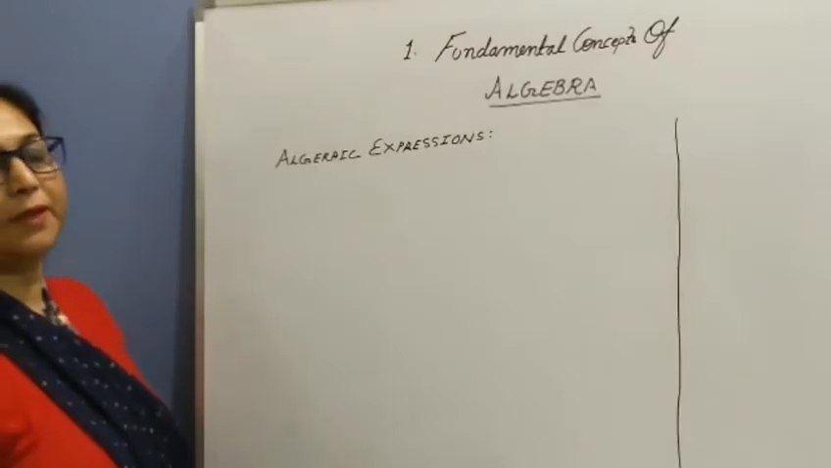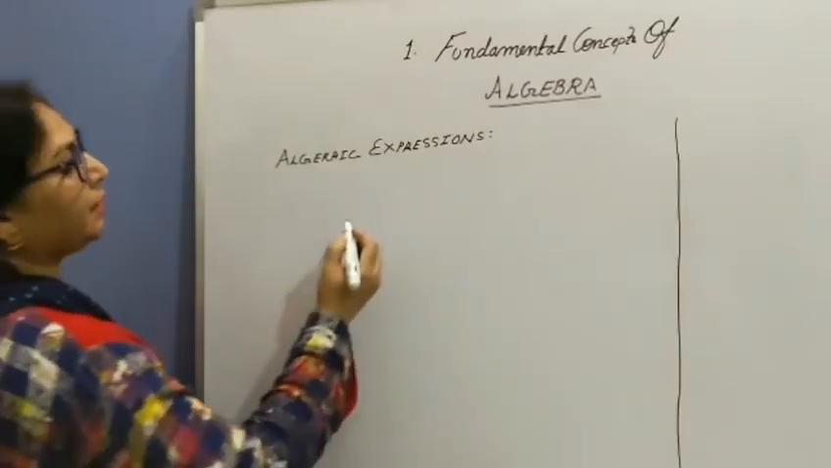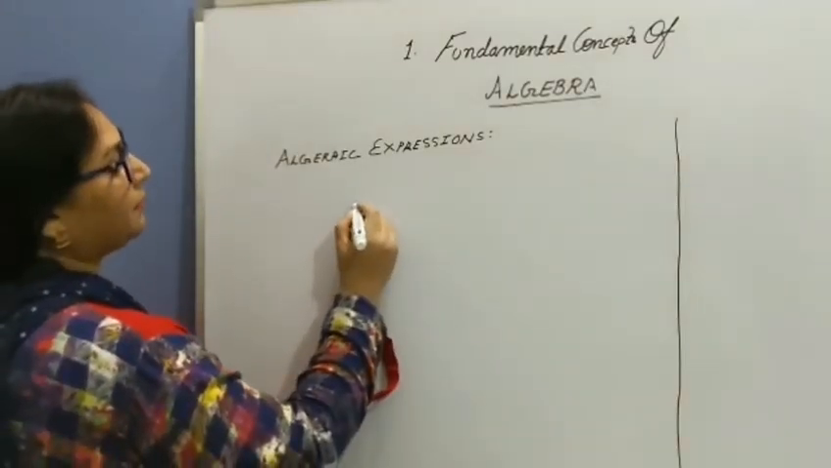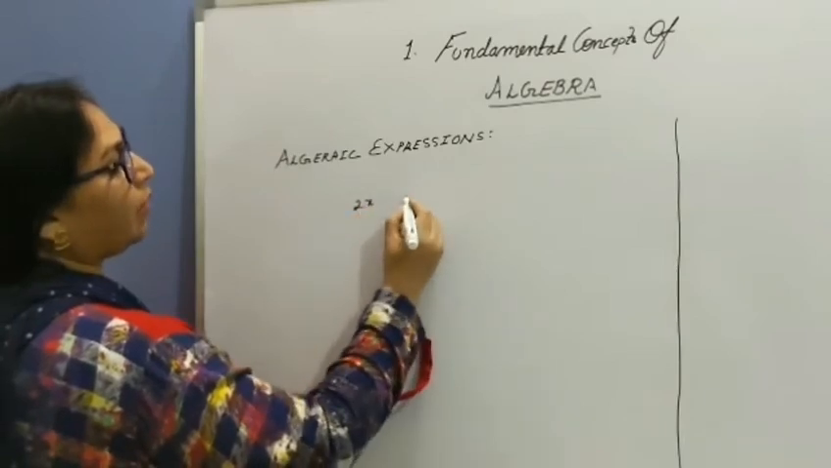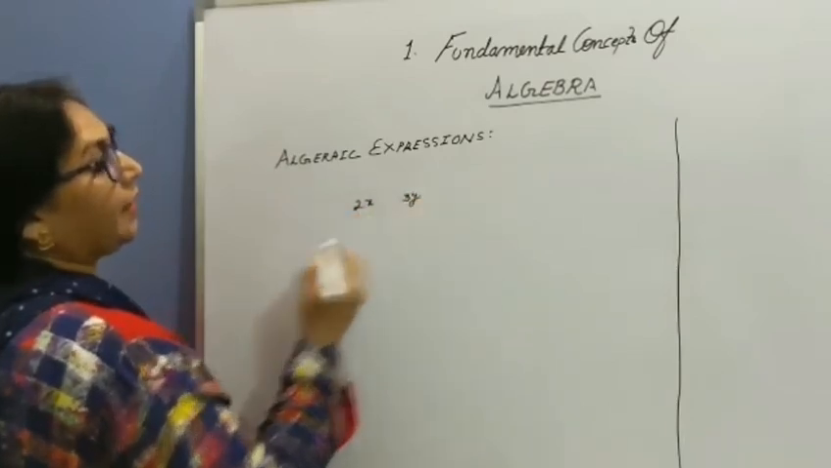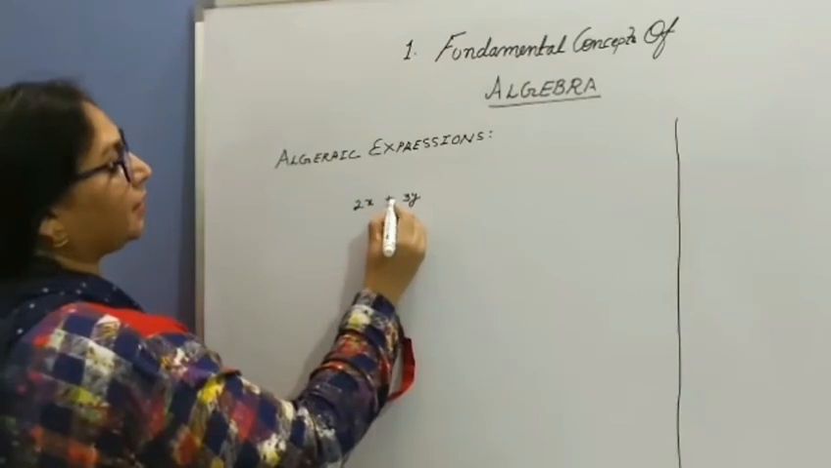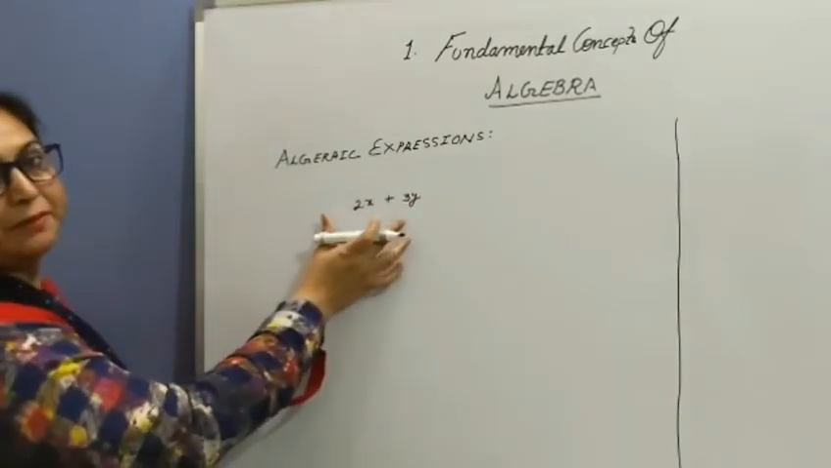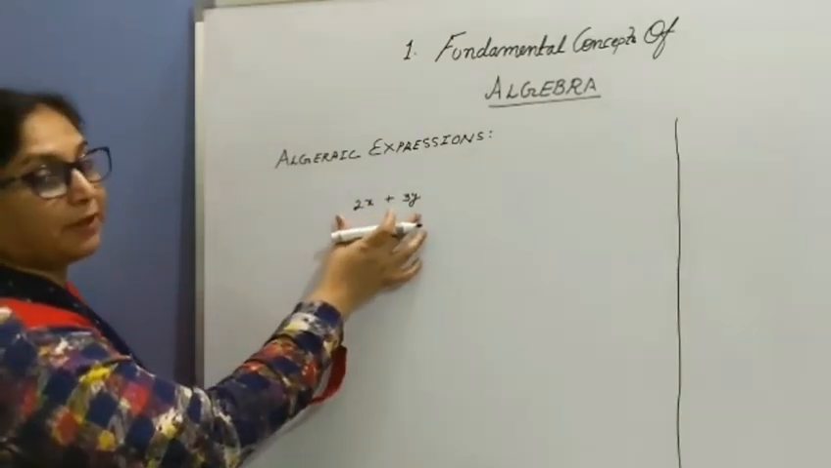Next topic is algebraic expression. Suppose if I write here few numbers like 2x or 3y and connect them with plus sign, then it becomes an expression, and this is called algebraic expression.